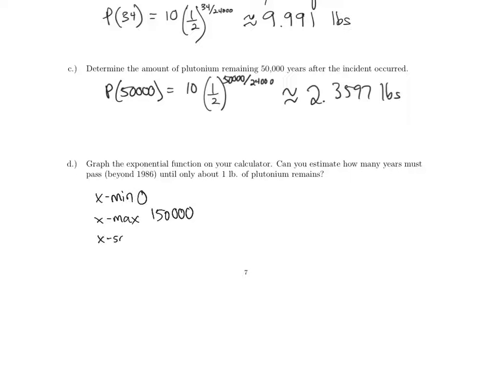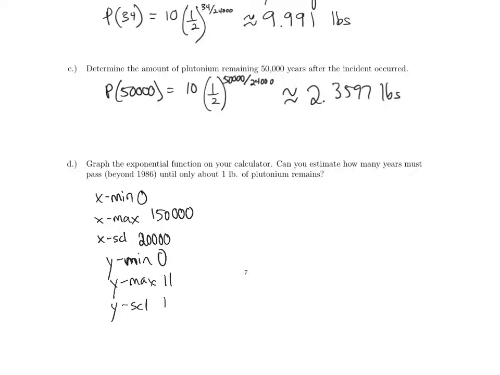And I think it's helpful to have the X scale show us a little bit of what's going on. Maybe have the X scale be 20,000. We'll have Y min be 0 because we're never going to have negative amounts of plutonium. Y max can be 10 or 11 because we only ever had at maximum 10 pounds of plutonium as output. And let's have the Y scale be 1.